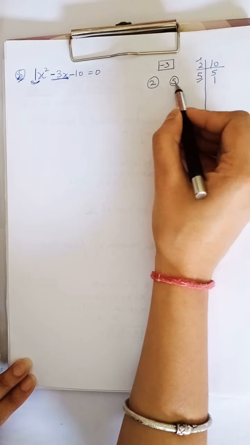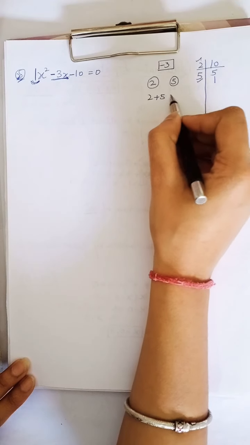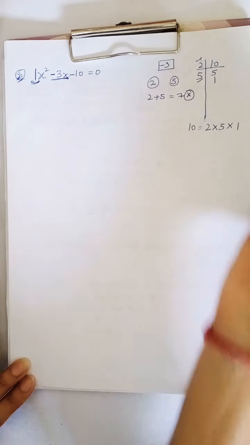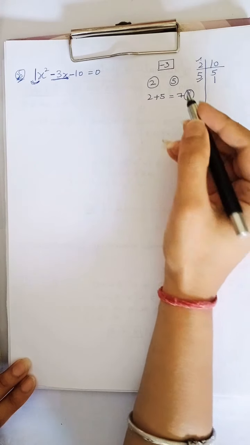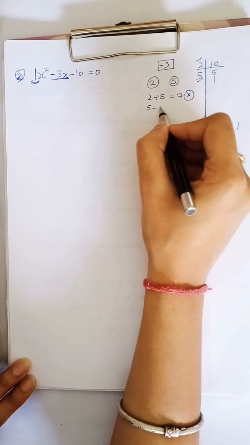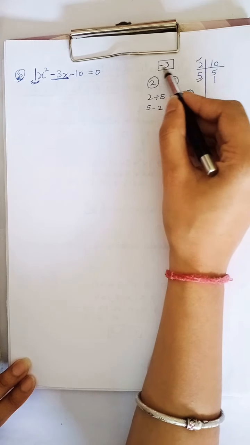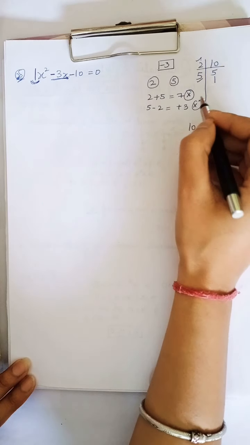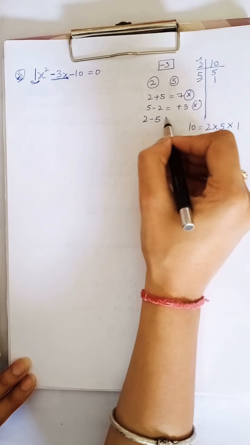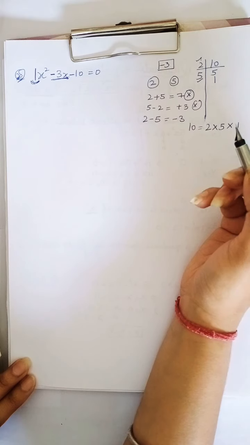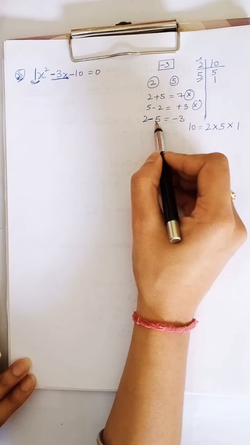Now see, if I add these two, 2 plus 5, we will get 7. So this is cancelled out, means we can't add 2 and 5. Now if I say 5 minus 2, here we will get positive 3. But we want negative 3, so this is also cancelled out. So how will negative 3 be made? Now see, 2 minus 5, we know is minus 3. So we will write the two factors here as 2 and minus 5.